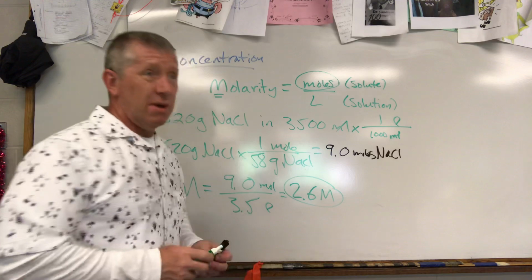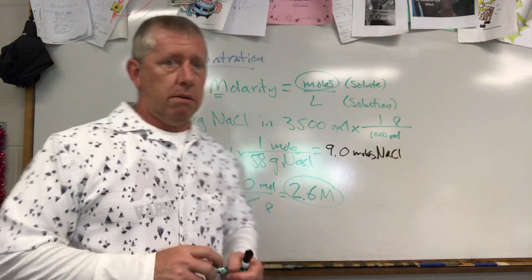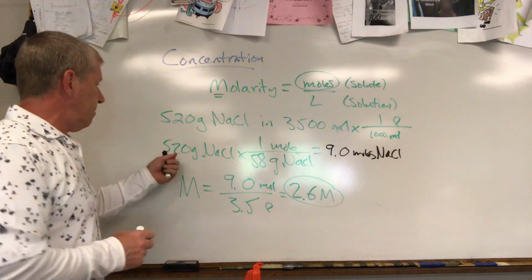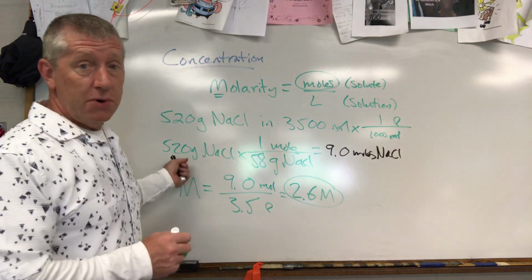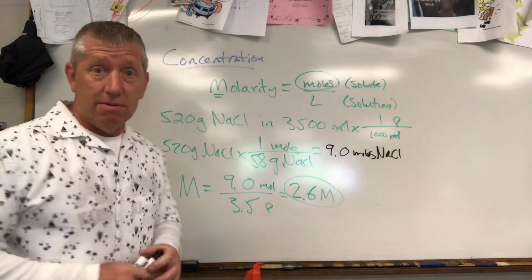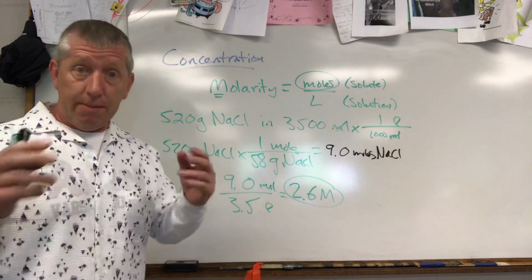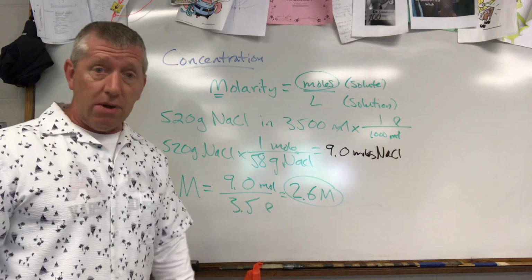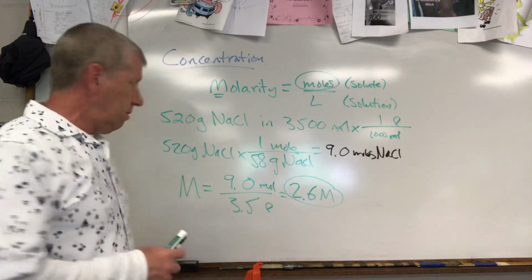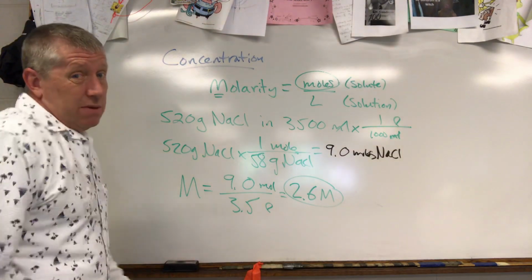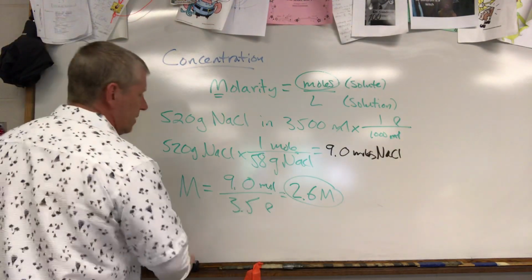For a salt solution, that's pretty concentrated. That wouldn't taste very good. Actually, that's over a pound of salt. There are 454 grams in a pound, so that would be over a pound of salt in your water. Some of you might be in the salty water though. So there you go. You've got your concentration.